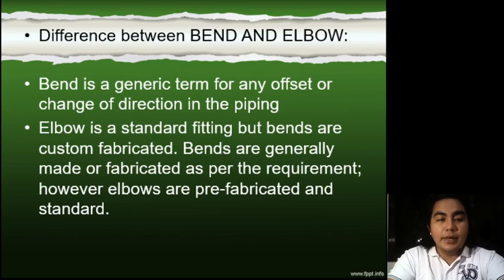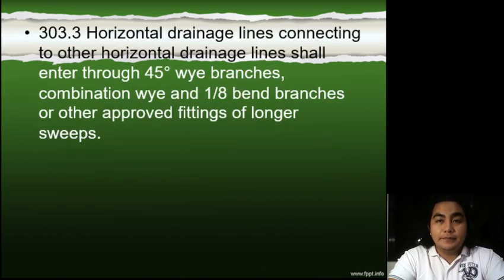Difference between bend and elbow: bend is a generic term for any offset or change in the direction of the piping. Elbow is a standard fitting, but bends are custom fabricated. Bends are generally made or fabricated as per the requirement. However, elbows are prefabricated and standard.